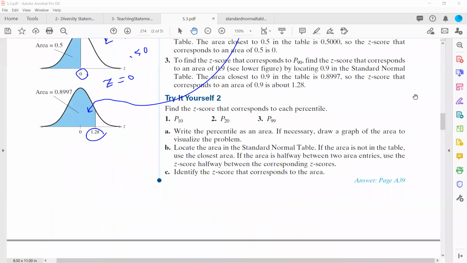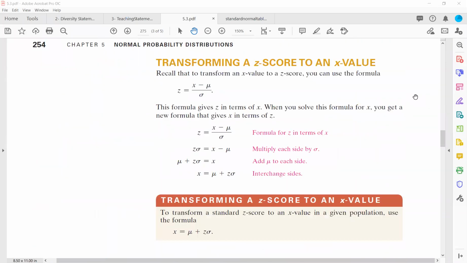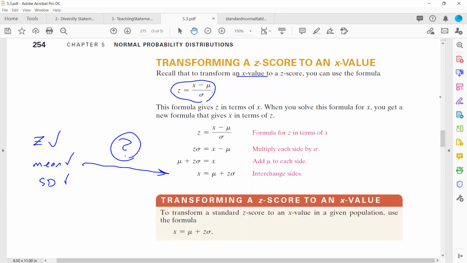Let us move on. Also know that if we have our x value, the mean, and the standard deviation, our z follows the formula x minus mean divided by sigma. Now, what if you have your z, you have your mean, and you have your standard deviation? Can you find your x? Of course. X is equal to mean plus z times standard deviation.